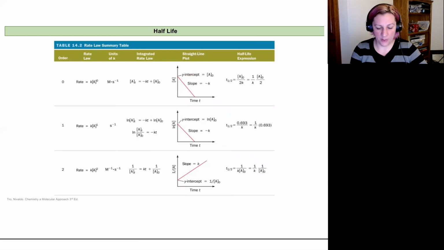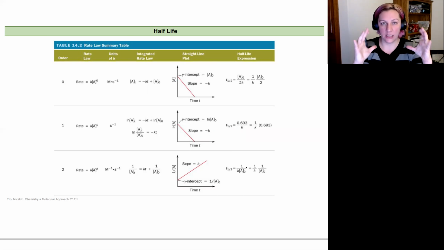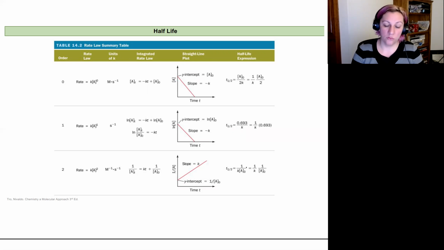And here is a summary. This is so you have it in your notes all together. It's also in your textbook. Hopefully, this one's out of a different textbook. I liked it a lot, though. It just shows everything you need for zero, first, and second order. So we have rate laws and the units of your rate law constant, the integrated rate law, what the straight line plot would be if you were evaluating experimental data, and also the half-life expression. And so this is kind of a nice, handy, consolidated version of rate laws to keep handy when you're doing homework and things like that.